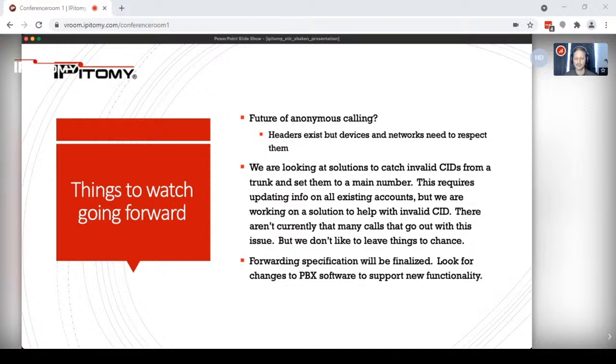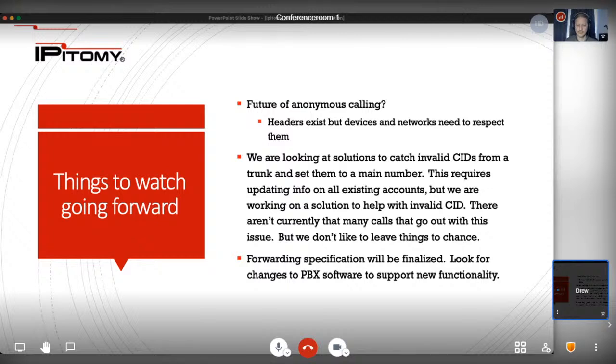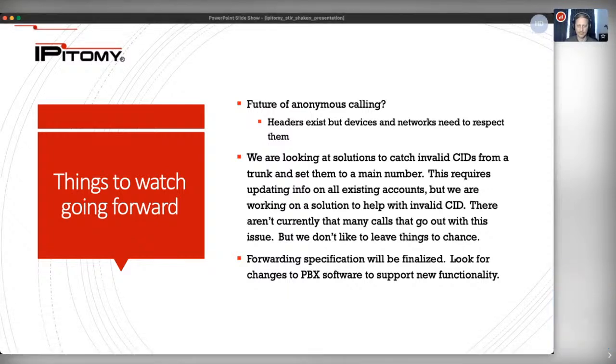So another thing is, we're looking at solutions to catch invalid CIDs from a trunk. If we have an authenticated trunk, one thing we need to do is set everybody a main number. So we have to go through all of our accounts, and we have to basically define what a lot of companies call the business telephone number, or a default number. But what we'd like to do is put a catch-all on the trunks that allows us to just substitute this number in if somebody's trying to send asterisk, or their extension number as the caller ID. But we don't have that fully implemented yet, but we are working on that.